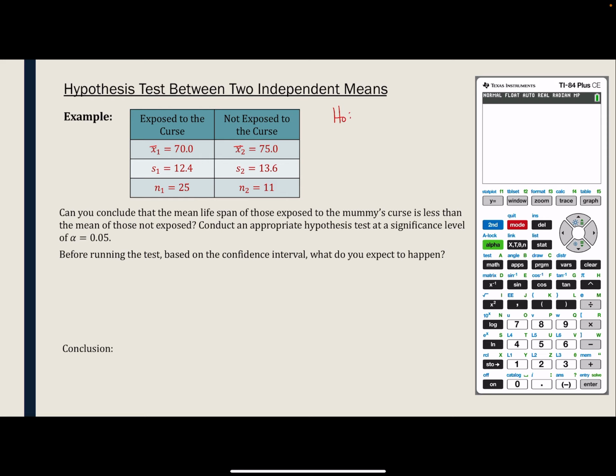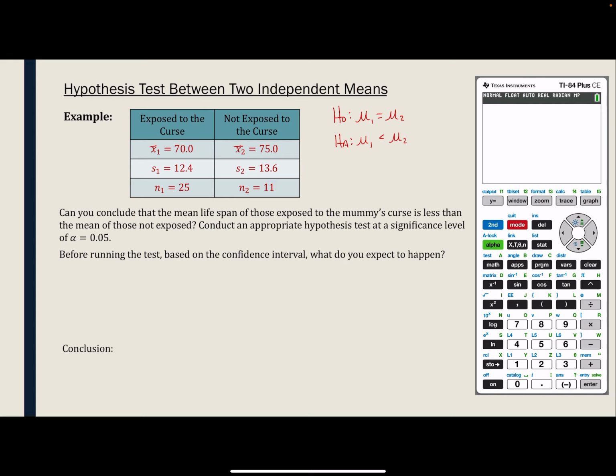Because we're talking about means, when I write the null hypothesis, I'm going to use mu, not p. So the null is mu1 equals mu2. And the alternative hypothesis asks, is the mean lifespan of those exposed to the curse less than the mean lifespan of those not exposed? Again, because our confidence interval contained 0, we should fail to reject the null hypothesis and show that there is no difference between the two population means.